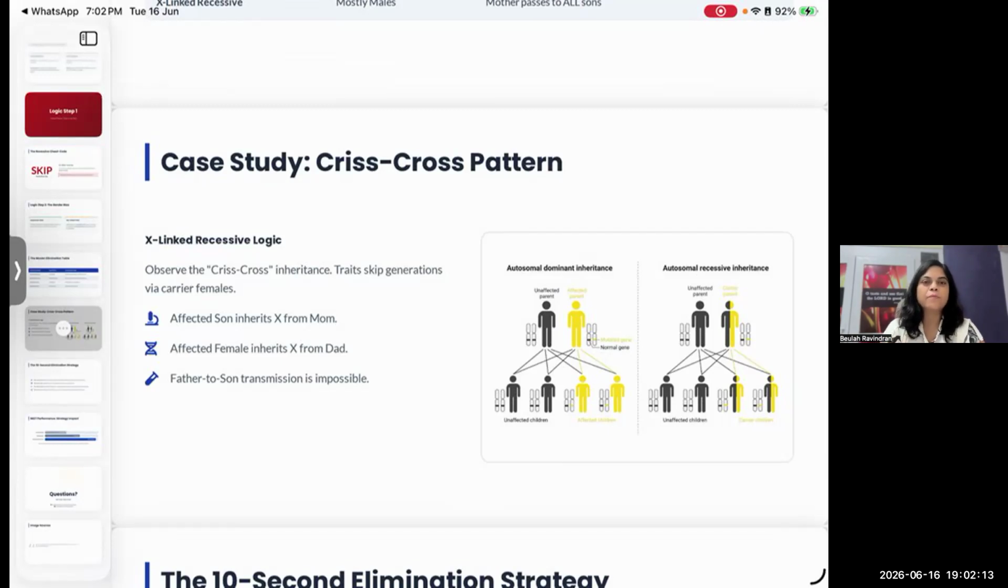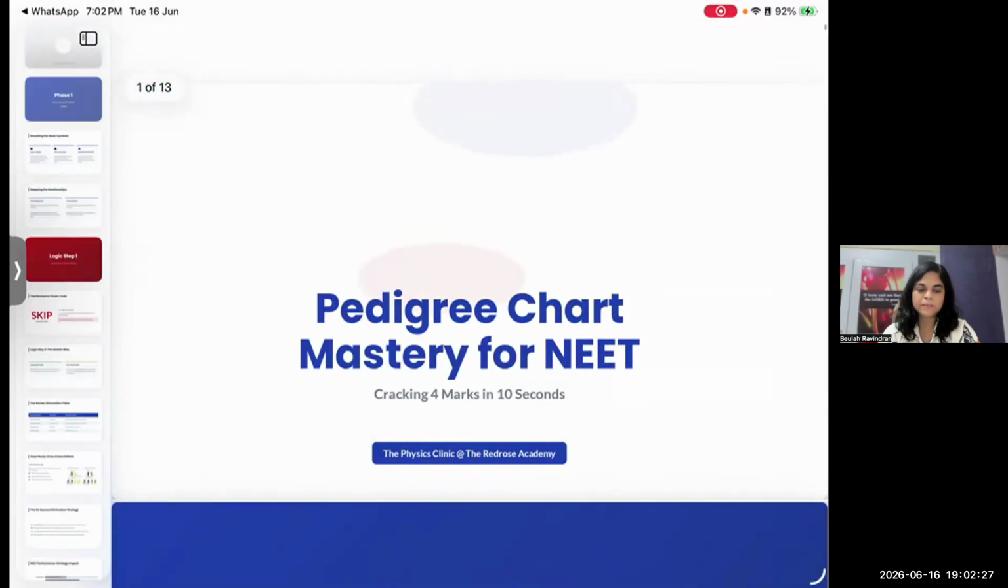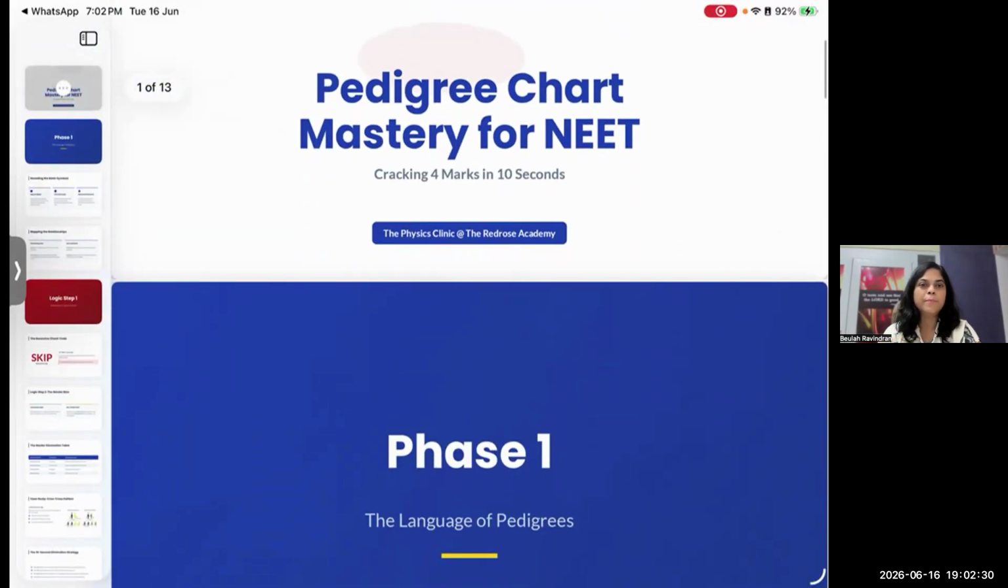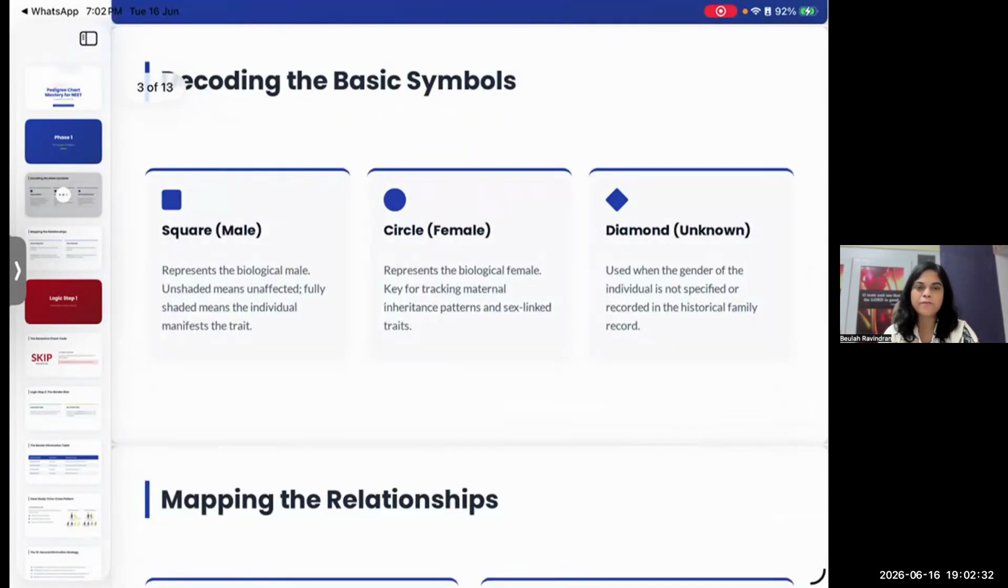Before I give you the cheat code, let's quickly establish the language of pedigrees. You already know this, but let's lock it in. Squares are males. Circles are females. And if they are shaded, they have the disease or trait. If they are connected by a horizontal line, they are married.